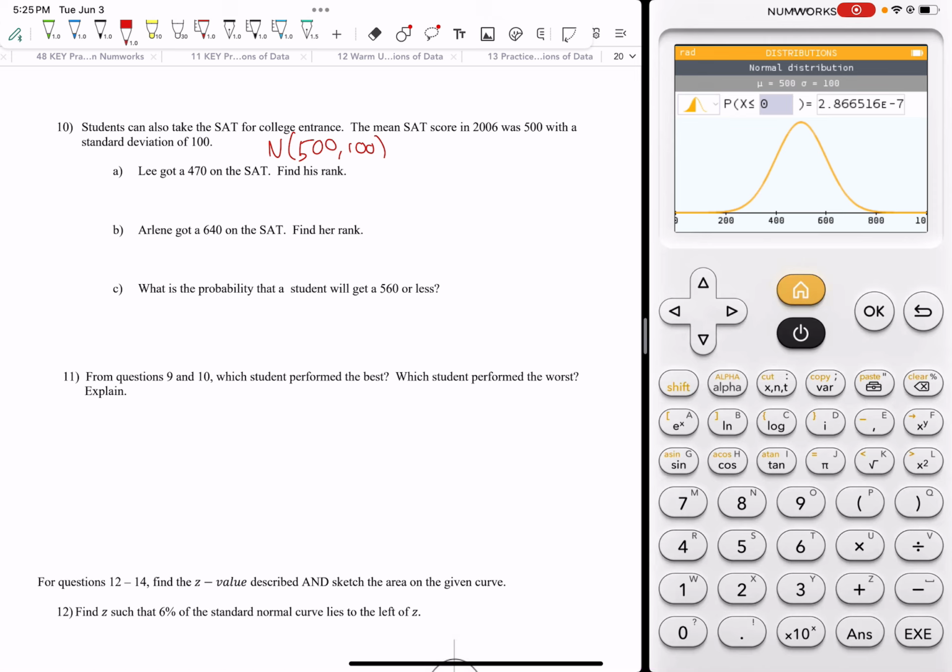Lee got a 470, find his rank. So again, it's the same thing, we just have different numbers. So we're looking for x when x is less than or equal to 470. I'm going to type in my 470, okay? And again, if you look at the graph or you think about the fact that the mean was 500, he's under 500. His rank has to be under 50. So our decimal or our probability is 0.3821, which turns into 38.21%, which turns into the 38th percentile.